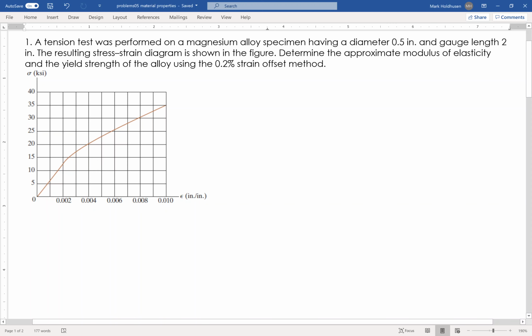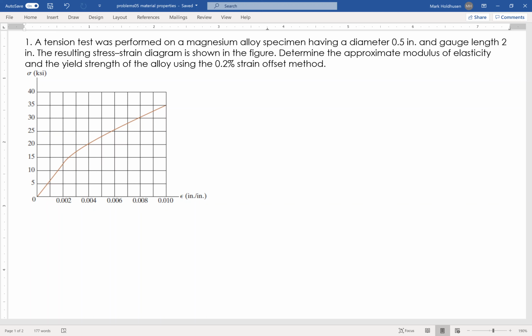Okay, so on this problem, I've got a stress-strain curve. We've got a tension test of this magnesium alloy specimen, right? So I've got the stress-strain diagram. It wants me to find the modulus of elasticity and then the yield strength using the 0.2% offset method.